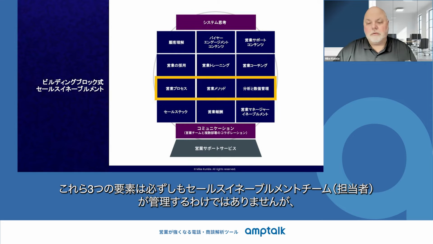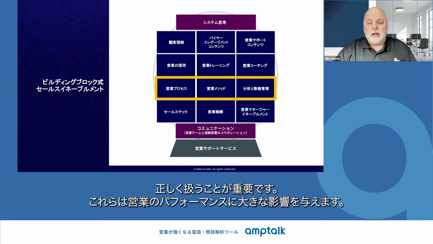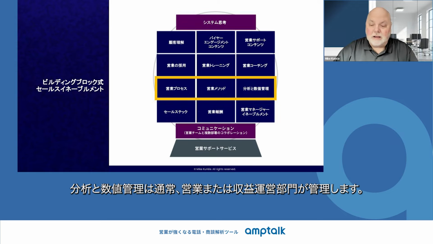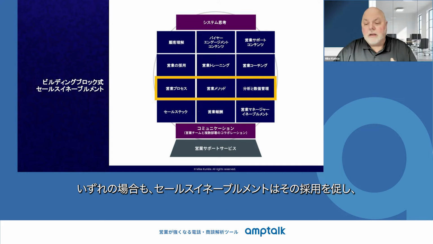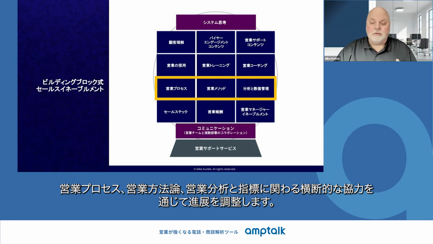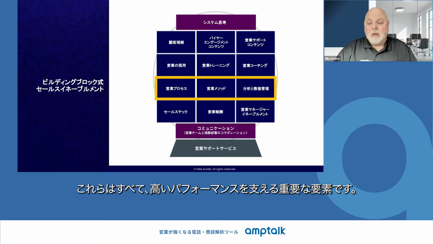Now, these three blocks aren't always owned by sales enablement, but they're important to get right, and they have a massive influence on sales performance. Sales process and analytics and metrics are often owned by sales or revenue operations. Methodology varies, but is increasingly owned by sales or revenue enablement. In either case, sales enablement influences their adoption and orchestrates progress through effective cross-functional collaboration. Sales process, sales methodology, and sales analytics and metrics are truly important building blocks to support high performance.